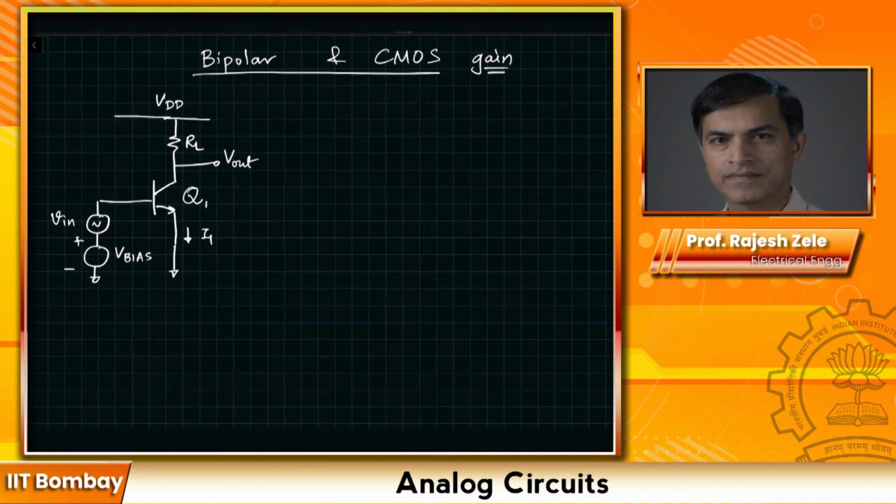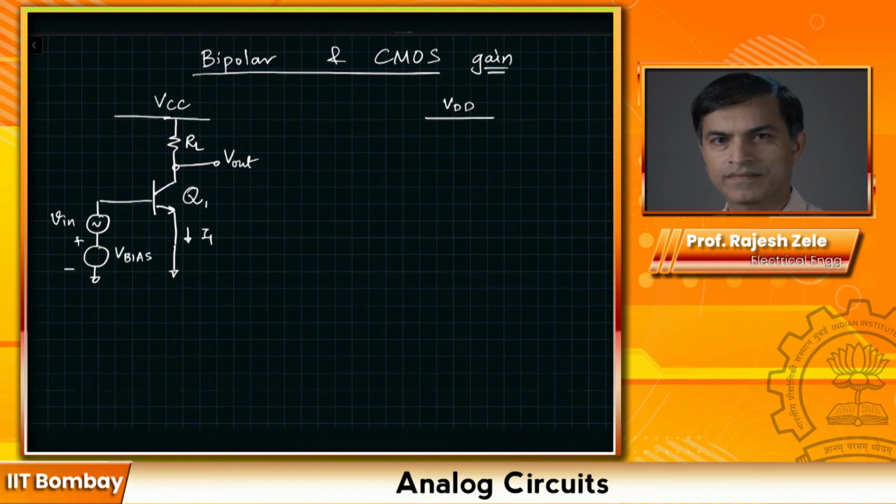For MOSFET, I'm going to draw a circuit on the right side. The mistake I made here is this should be called VCC. The reason we call it VCC is because generally the collector is connected to the VCC. And here in the case of MOSFET, it's the drain.